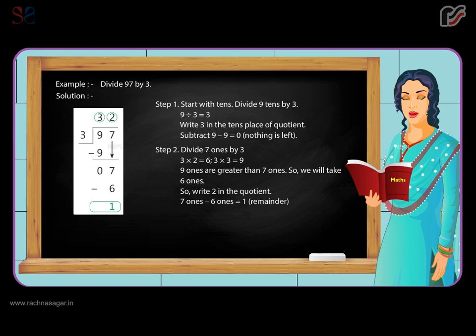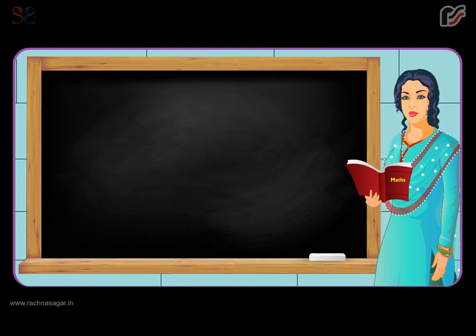Step 2. Divide 7 ones by 3. 3 multiplied by 2 is equal to 6 and 3 multiplied by 3 is equal to 9. 9 ones are greater than 7 ones. So, we will take 6 ones. So, write 2 in the quotient. 7 ones minus 6 ones is equal to 1. Remainder. Thus, quotient is equal to 32 and remainder is equal to 1.